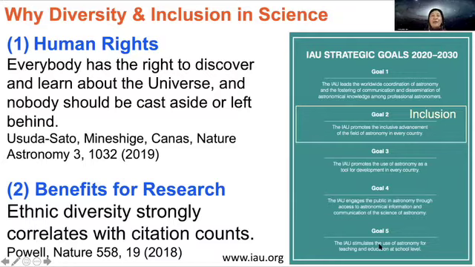Another reason is the benefits for research. According to Powell's Nature paper, ethnic diversity strongly correlated with citation counts. A research team with diverse members can produce a good outcome. In addition, IAU set the 5 goals in its Decadal Strategic Plan 2020 to 2030. The goal 2 is the IAU promotes the inclusive advancement of the field of astronomy in every country. IAU recognizes the importance of inclusion.